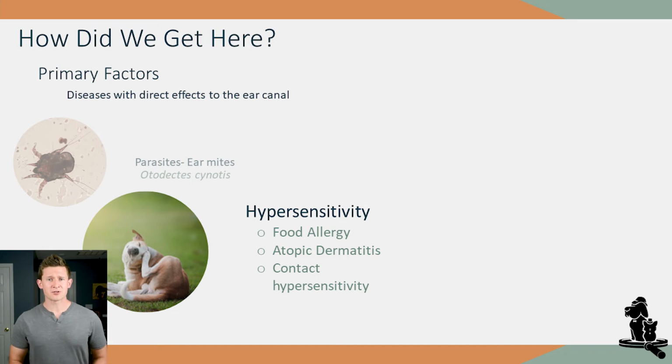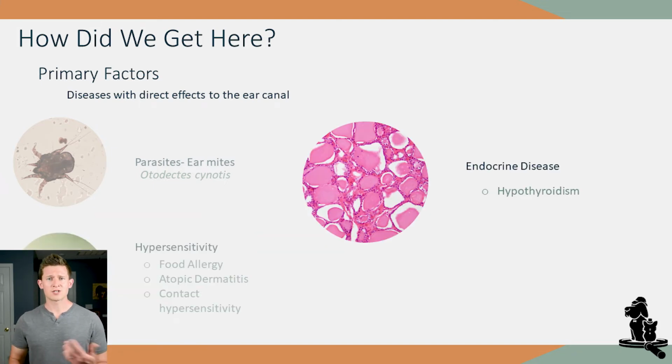Another primary factor could be allergies, hypersensitivities. So food allergies, environmental allergies, contact allergies. So they touch some kind of chemical or some kind of plant that they're very sensitive to, and it causes inflammation of the skin, inflammation of the ear, and we get an ear infection. Endocrine diseases can lead to skin issues and ear issues. A big one's hypothyroidism in dogs. But you can also have diabetes, you can have Cushing's disease, you can have several others that will have an impact on the immune system and an impact on the skin and ears as well.